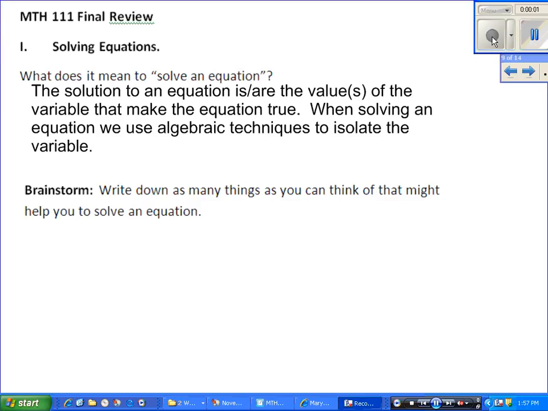Some things to think about as we go into the final. First of all, we spend a lot of time solving equations in this class. What does it mean to solve an equation? The solution to an equation are the values of the variable that make the equation true.